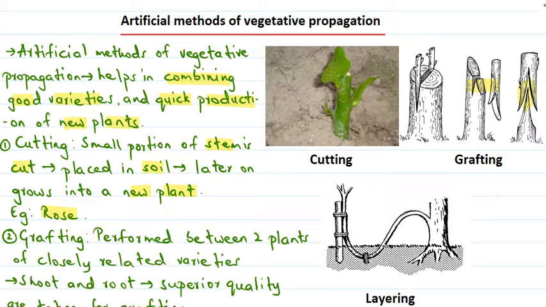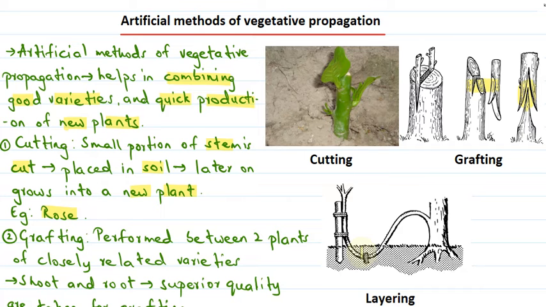Then we talked about budding. In budding, a bud is taken along with a portion of stem from a desired plant. It is inserted into a small slit made on the bark of another plant. Both of these are tied together, and this will further give rise to new plants. For example, this can be performed in case of plum rose.